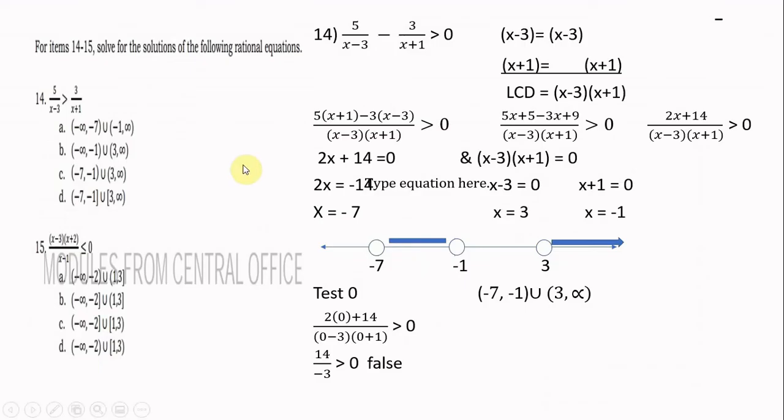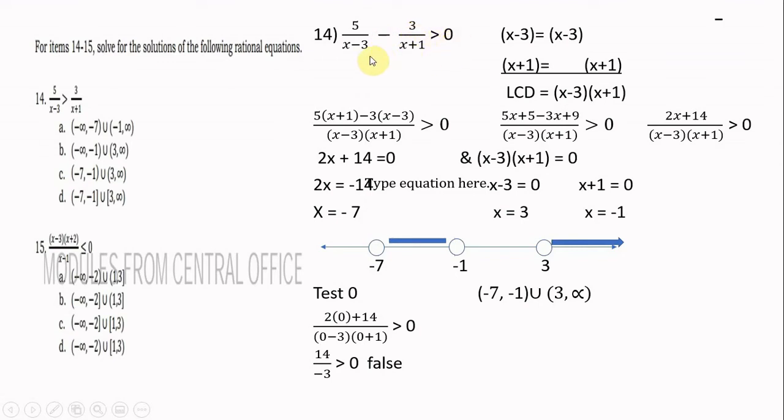For items number 14 and 15, solve for the solutions of the following rational inequalities. For number 14, 5 over x minus 3 is greater than 3 over x plus 1. To solve this, you are to change this one into its general form. By transposing 3 over x plus 1 to the left side, that becomes 5 over x minus 3 minus 3 over x plus 1 is greater than 0.